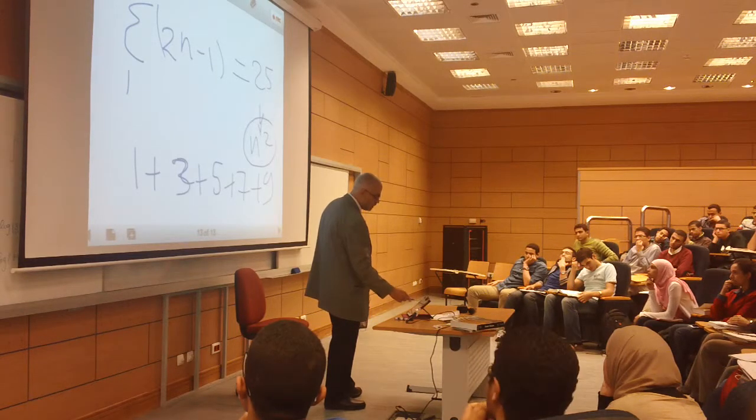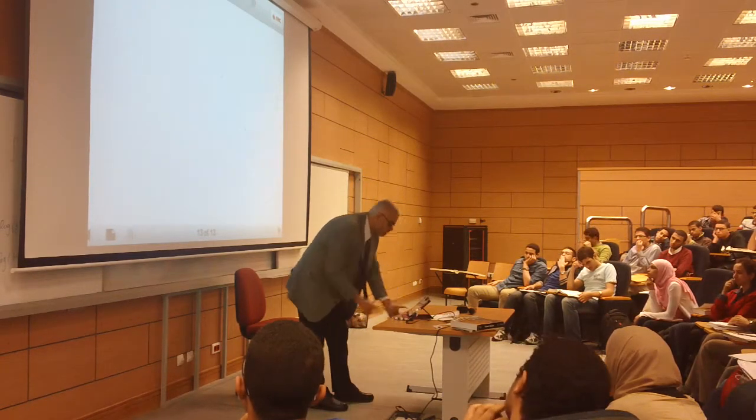N squared. How would I have a rectangle for this one?